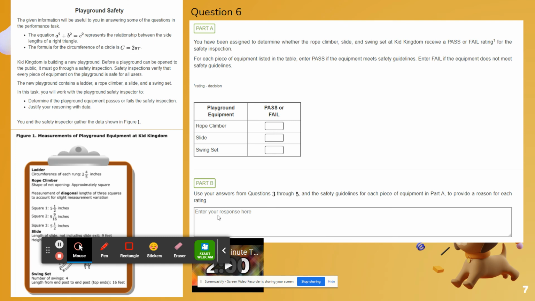Thank you. You go through and write these down. You put the rope climber passed because it is less than 17 inches, and then you put the slide failed because the ratio is greater. And then you put the swing failed because it is not long enough.